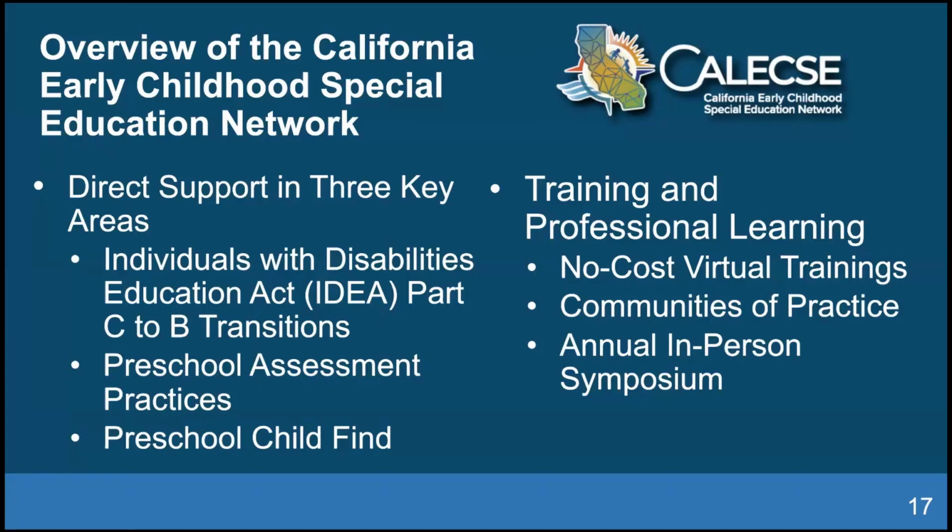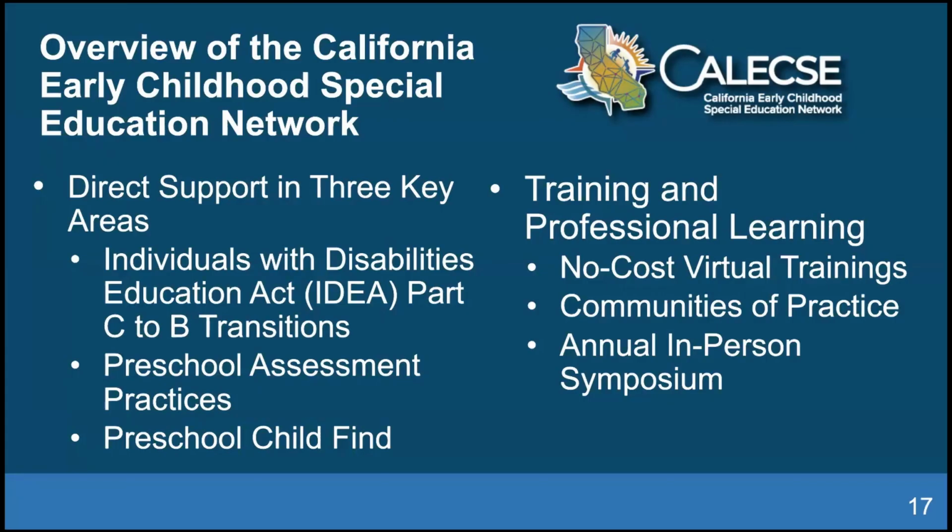Cal ECSE also facilitates communities of practice that connect early childhood special education professionals regionally. These collaborative spaces allow participants from different agencies and roles to problem solve together, share resources, align practices, and learn from one another while staying informed about statewide updates and emerging best practices. By fostering ongoing communication and relationship building, communities of practice strengthen trust and coordination across systems that serve young children and families.